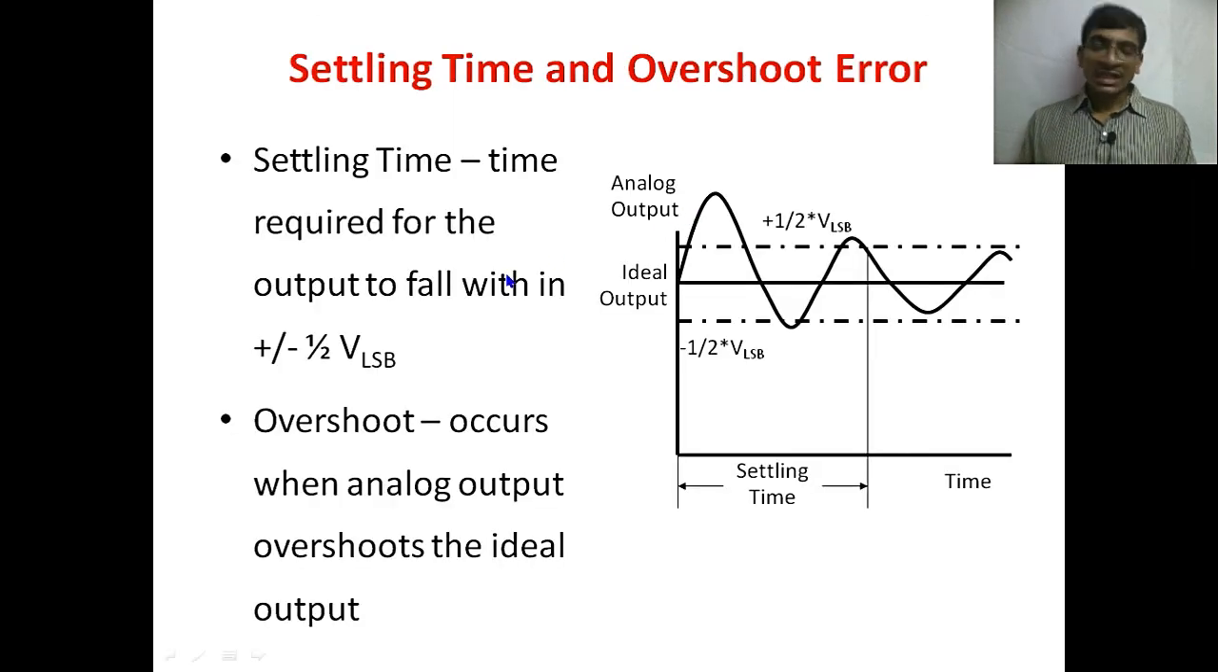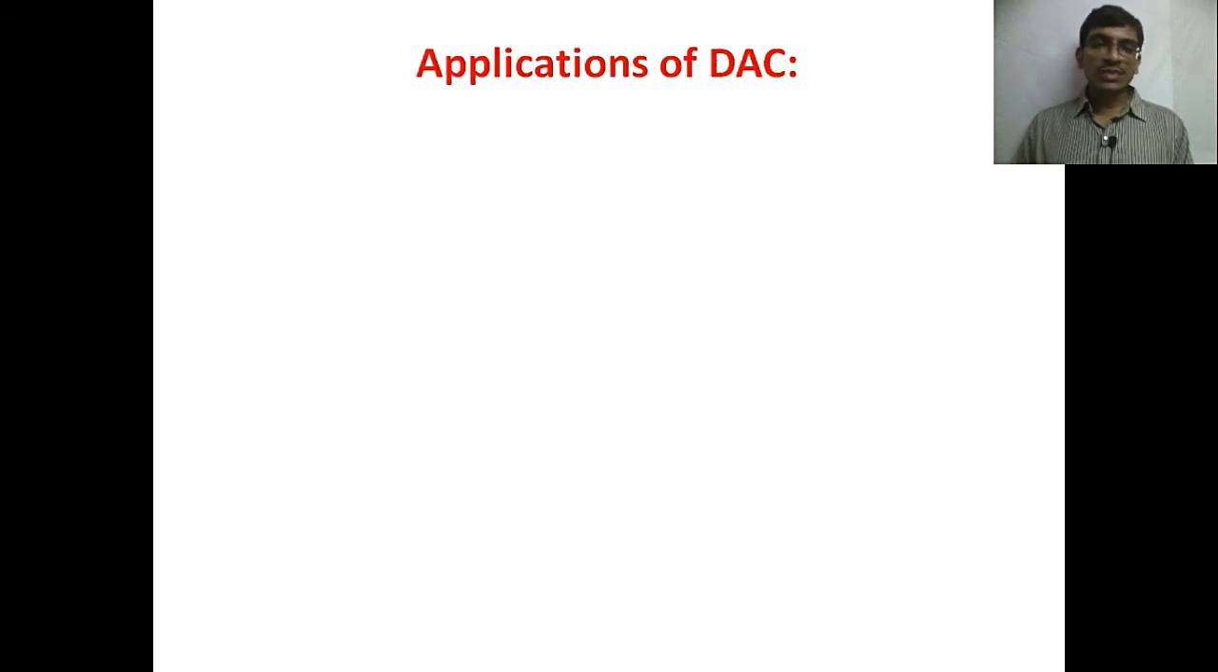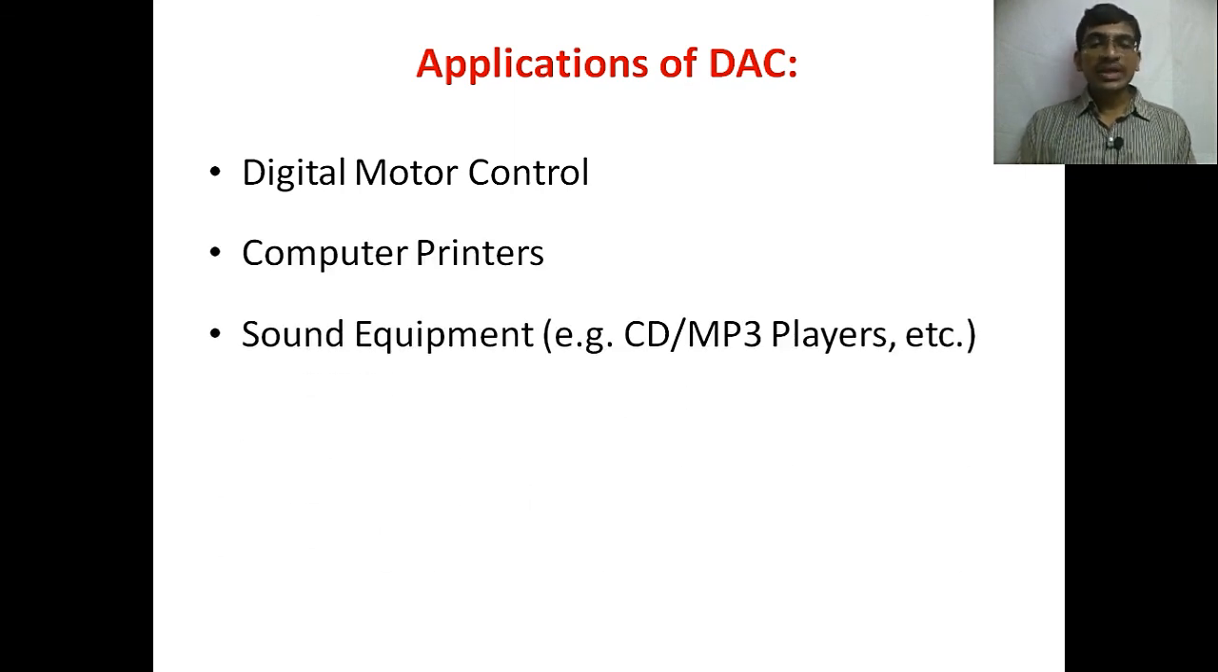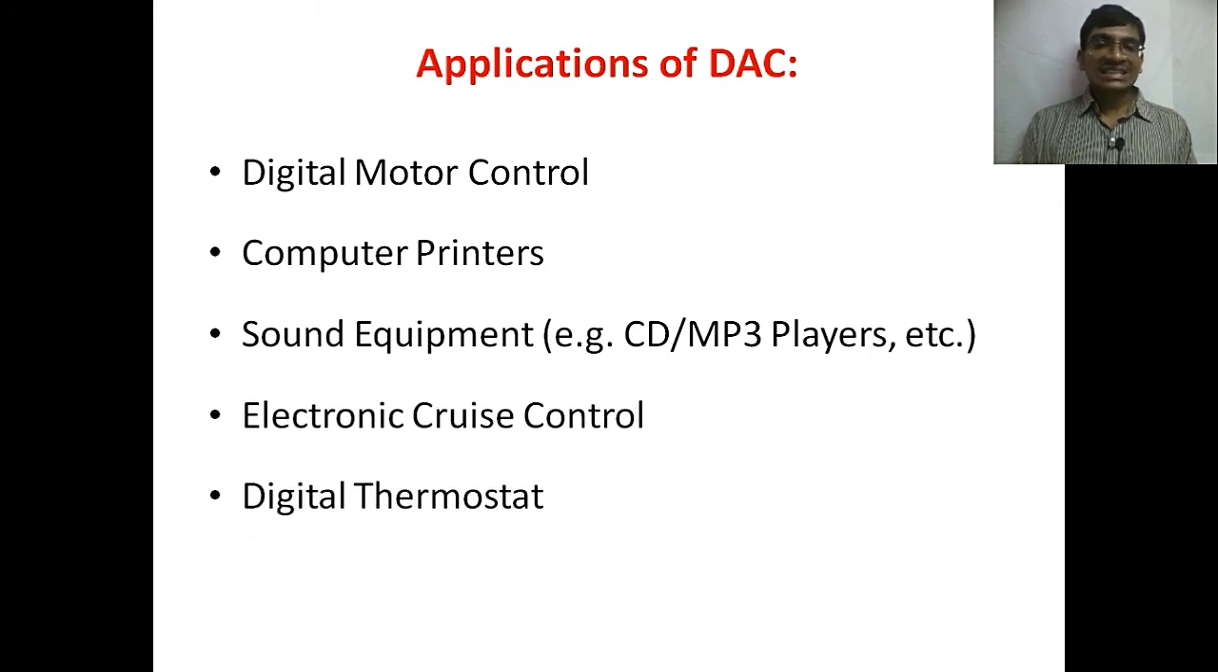And overshooting error means getting more output than the ideal output. Okay, let us see the applications of the DAC. So up to now we have seen the different characteristics of the digital to analog converter. Now we are going to see the applications of the DAC. So digital motor control, computers and printers, sound equipment, for example CD player, MP3 player, etc., and electronic cruise control and digital thermostat, like that.